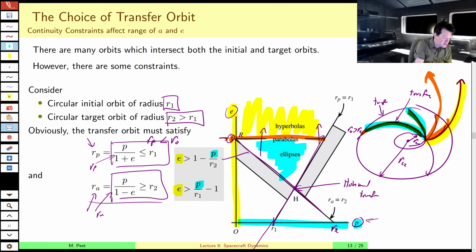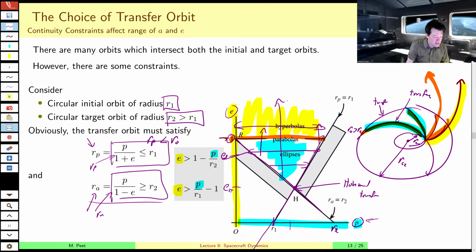However, given a choice of E, if we specify our E desired, then our P must lie somewhere in that region. As we decrease E, we get to some critical E of the Hohmann transfer, and then there's only one P that determines our orbit. So this gives you some idea of the flexibility that we have in choosing our orbital elements. They have to be constrained to lie in that region. Likewise, if you chose a P, you can look at your possible values of E for that transfer orbit.